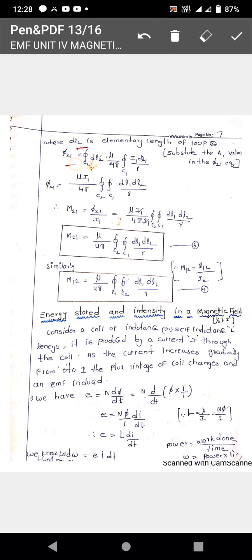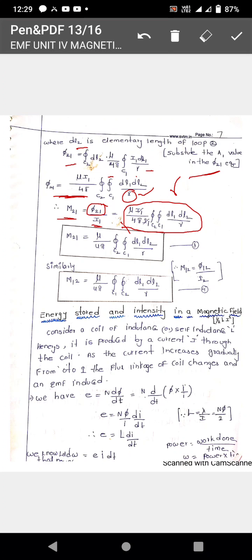Now Φ21 equal to the closed line integral over C2 of dl2 times mu by 4 pi closed integral over C1 of I1 dl1 by R. Substituting the A1 value in the Φ21 equation, we get Φ21 equal to mu I1 by 4 pi closed integral over C1 and C2 of dl1 dl2 by R. Sorry, R is the distance of separation. Therefore, mutual inductance M21 equal to flux linkage Φ21 by I1. Φ21 already calculated, we substitute here.